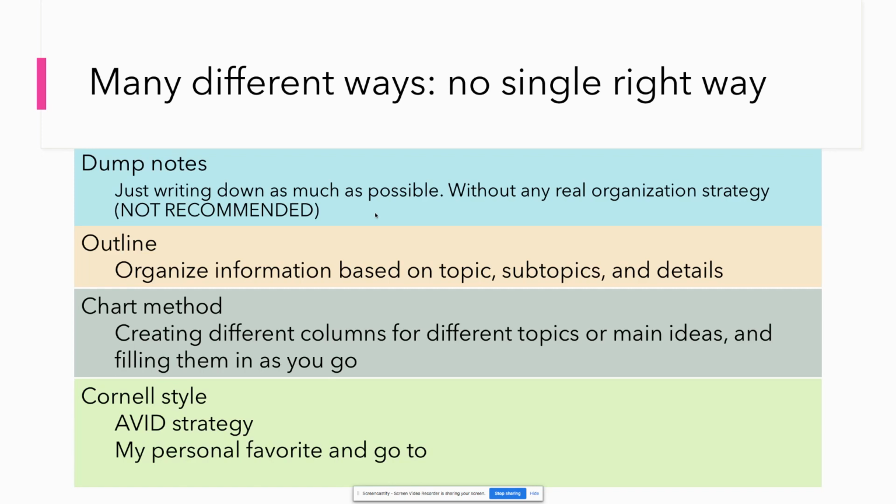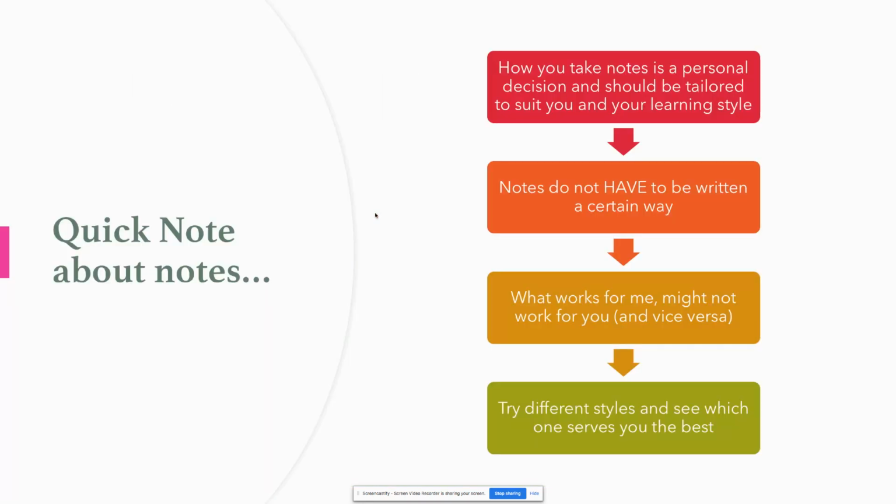The chart method is when you know what the different topics are going to be covered, or what the main ideas are. And so you create columns where you list those different topics or main ideas, and then you just fill out those columns as you go. And then the Cornell style, the AVID strategy, this is my personal favorite. This is the one that I still actively use whenever I need to take notes.